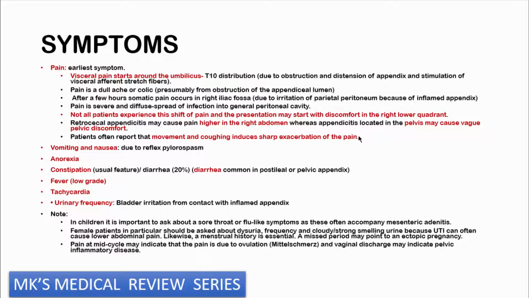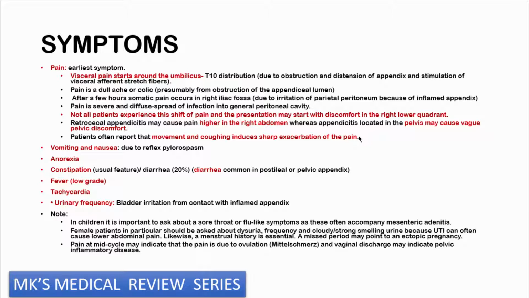Then they may have vomiting and nausea, which are due to reflex pylorospasms. You may have anorexia, which is loss of appetite. You may have constipation, which is a common feature. You may also have diarrhea in 20% of the cases. This is common in the post-ileal and the pelvic appendix. You may have fever, which is low grade. You may have tachycardia. You may have urinary frequency. This is very common in a bladder that's being irritated by an inflamed appendix.